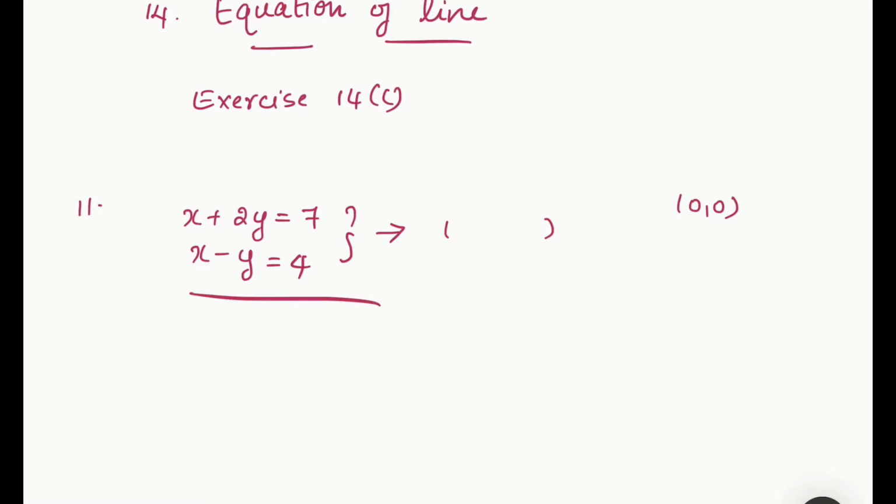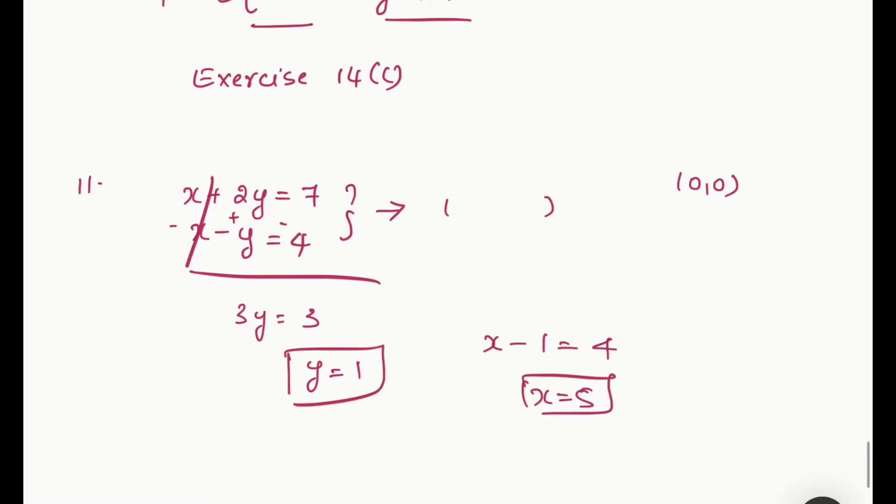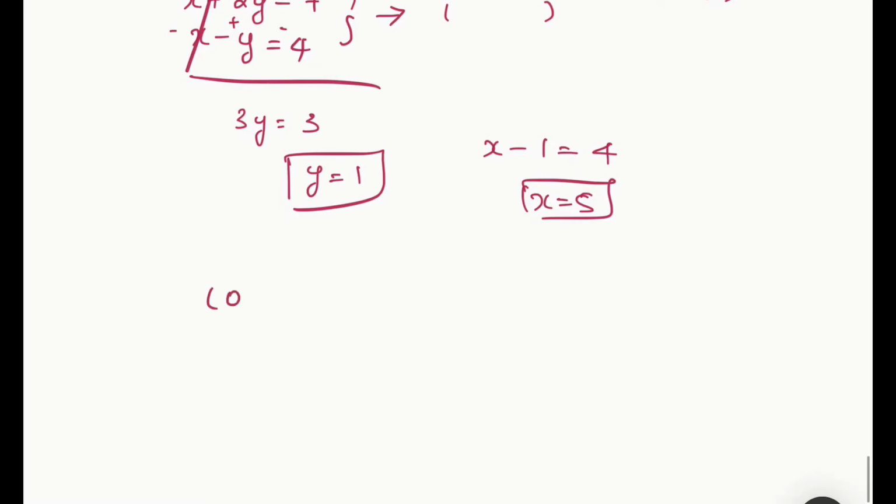So, subtracting the equations, what you get? 3y is equal to 3, y is equal to 1. Substituting in one of the given equations, x minus 1 is equal to 4, x is equal to 5. So, you get the value of x is 5 and y is 1. So, what are the points now? Our points are 0, 0 and 5, 1.